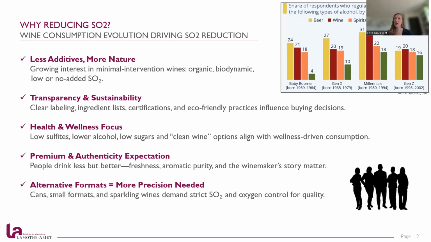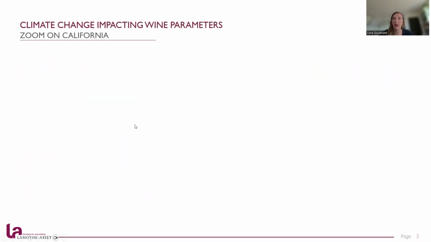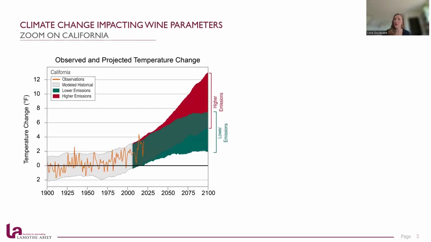So now on the production side, we know that the climate is evolving. Every season is different. In the past 50 years, we've observed a huge shift in winemaking seasons in a lot of different places in the world. If we focus on California, this is a projection of the shift in temperature over the next 75 to 100 years. Here in blue is the projection if we anticipate a lower temperature rise, and in red the higher emissions scenario.